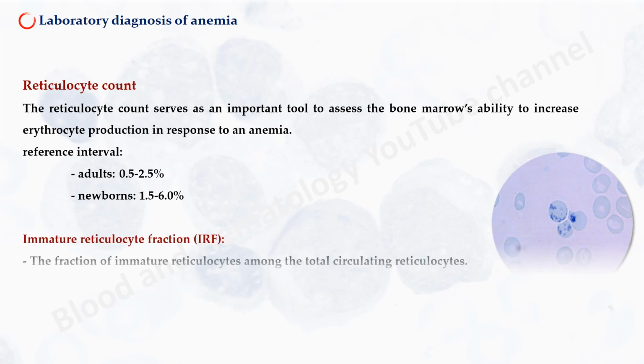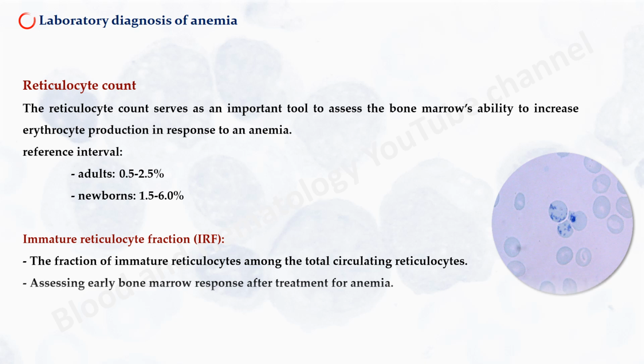The newborn reference interval is 1.5 to 6%, but these values change to approximately those of an adult within a few weeks after birth. In addition, automated hematology analyzers determine the fraction of immature reticulocytes among the total circulating reticulocytes, called the immature reticulocyte fraction. The immature reticulocyte fraction is helpful in assessing early bone marrow response after treatment for anemia.